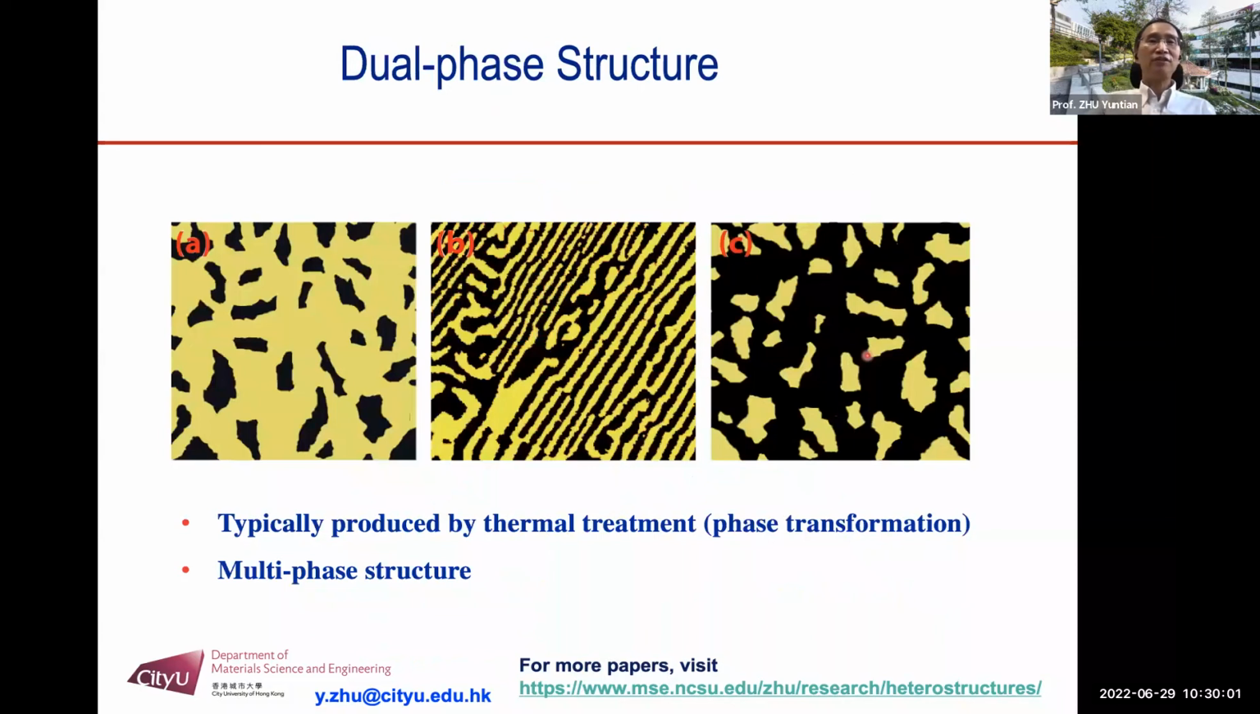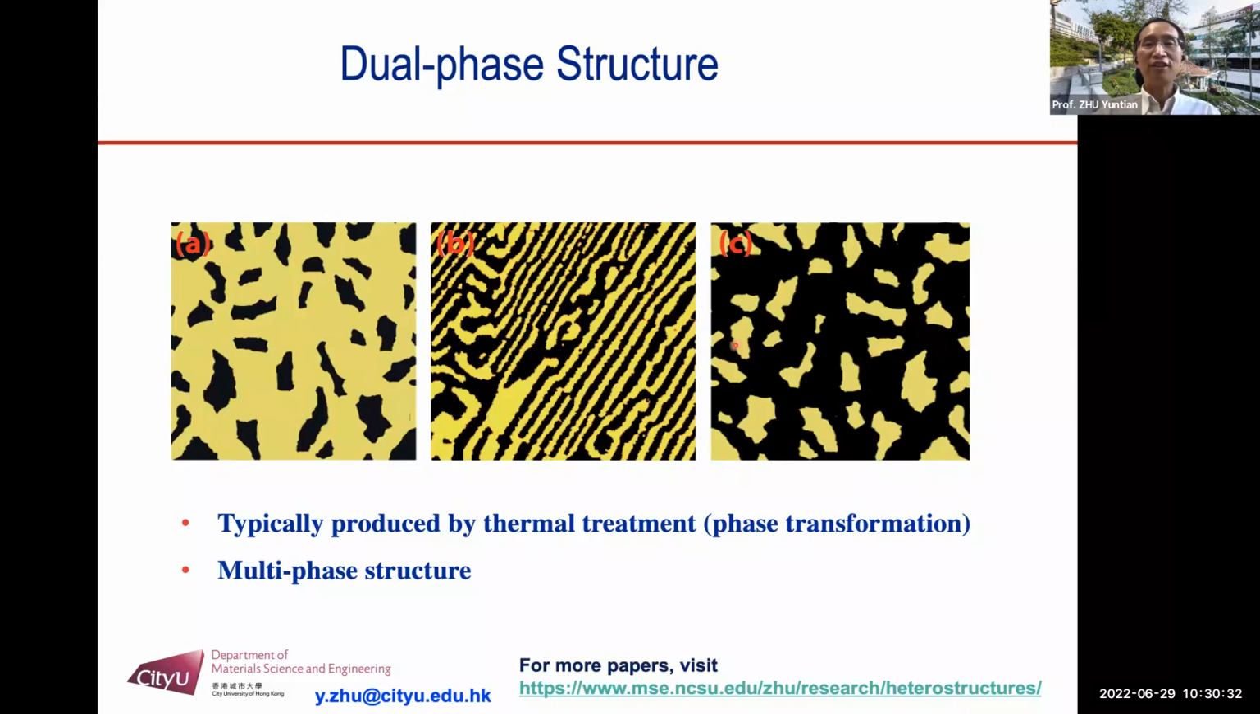The third type of heterostructure is called a dual phase structure. Of course, you can also have a multi-phase structure. This can be typically produced by thermal treatment. Actually in the steel industry, there are a lot of dual phase structures, although we did not pay attention to them, never called them dual phase structure. Like pearlite, that's a type of heterostructure, a dual phase structure.